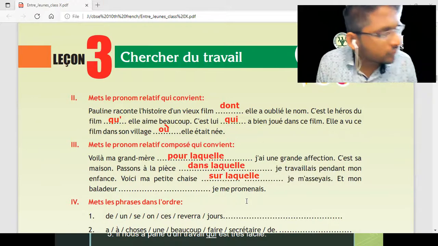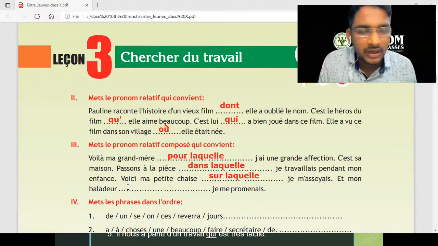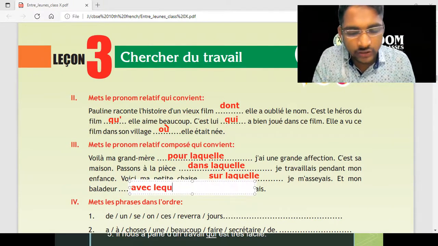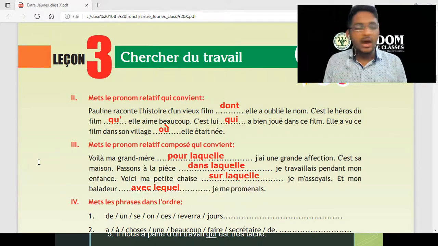I used to sit, and à mon balader, and this is my Walkman. Avec आएगा, avec, lequel, duquel. Walkman is a masculine singular, with which I used to take a walk.